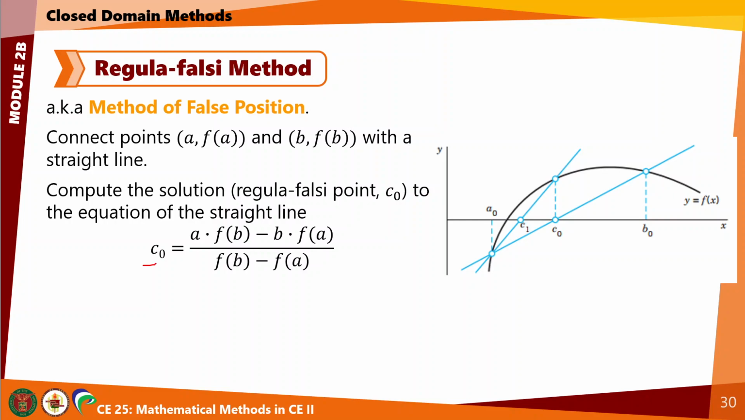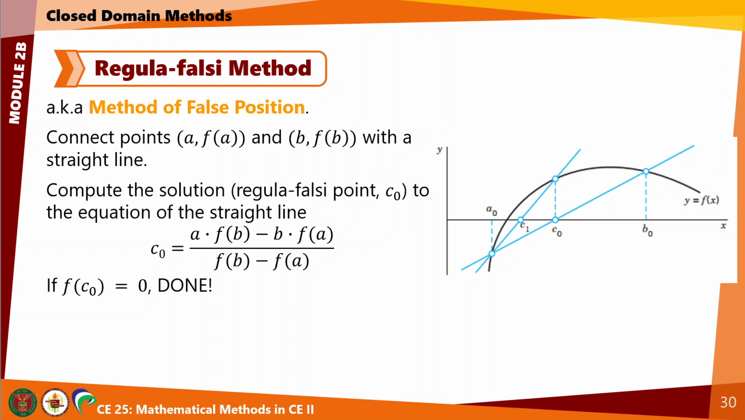Ito yung simplification niya. So, c sub 0 ang equation niya. Ang tawag dito is yung regular falsi point. Okay? Ang equation niya is a times f of b minus b times f of a over f of b minus f of a. Madali lang siya kabisaguhin, di ba? Yung first endpoint multiplied to the function value at the other point minus the second endpoint multiplied to the function value at the first endpoint. Tapos sa baba, wala na yung mga ito. Okay, so f of b minus f of a na lang. So that's easy to retain sa ulo natin.